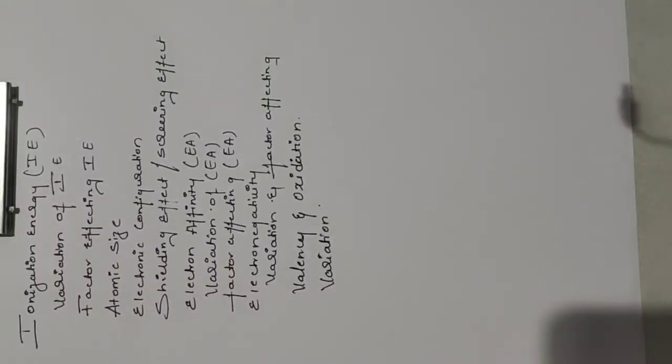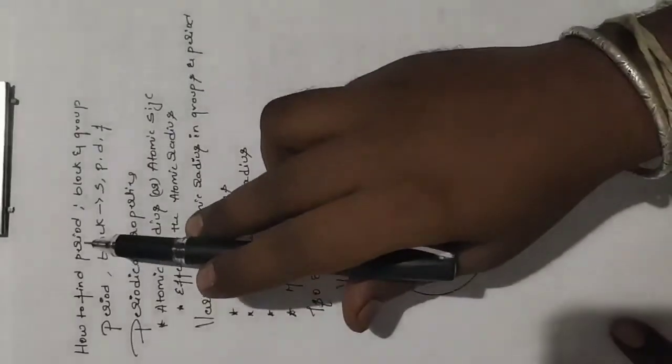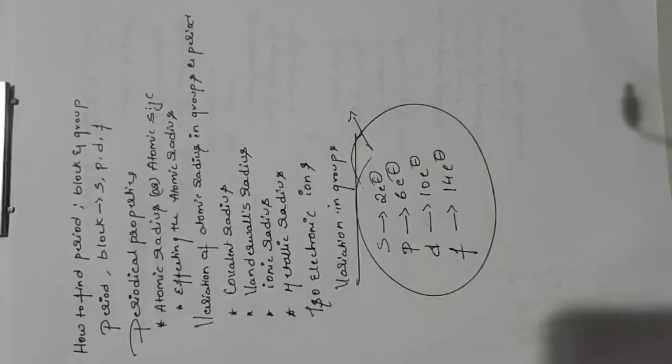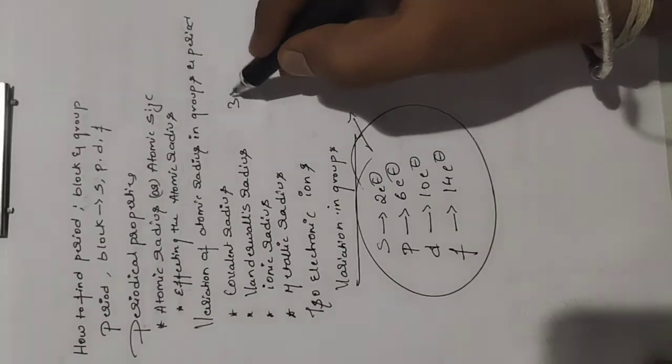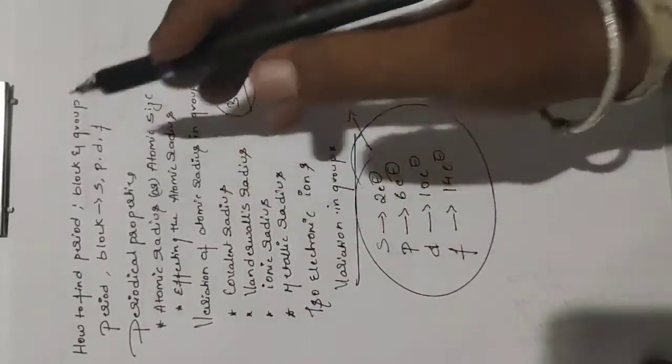Good morning, students. In the last class we discussed how to find the period, block and group if they are given the electronic configuration, like one valence electron in 3s. How can you find the period, block and group?